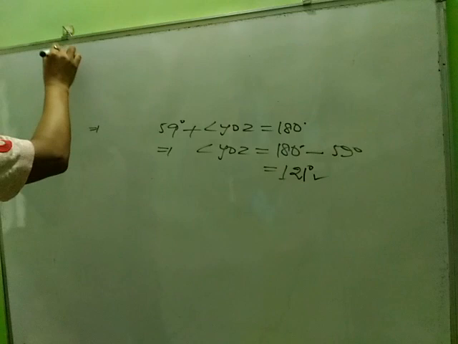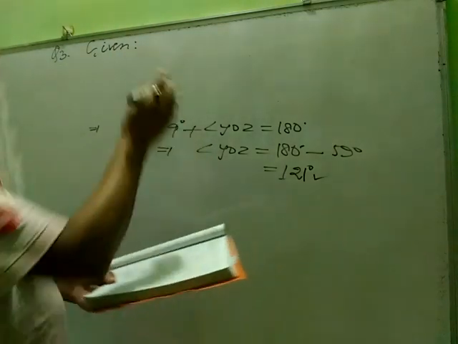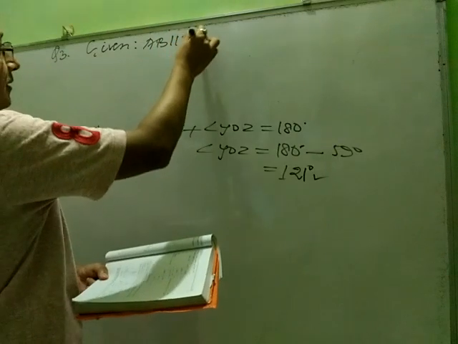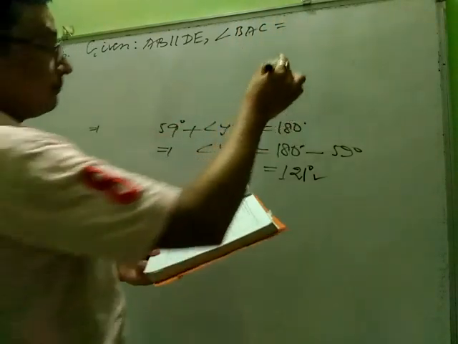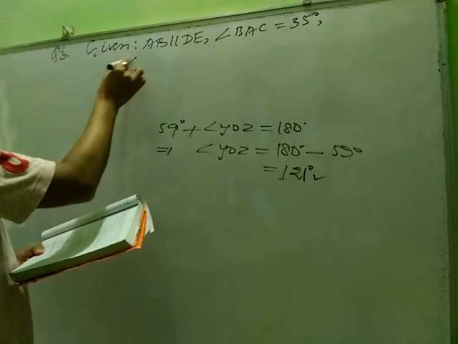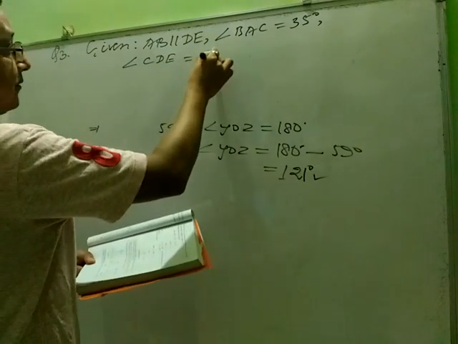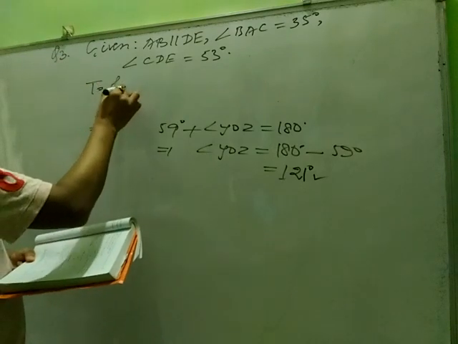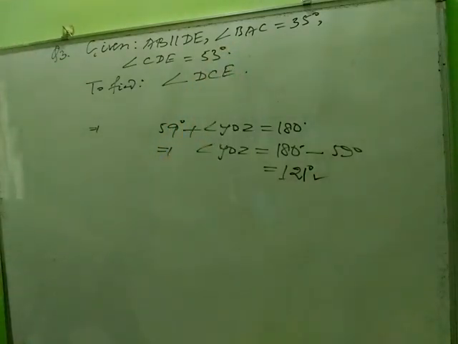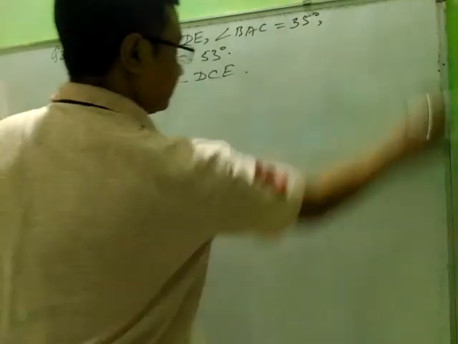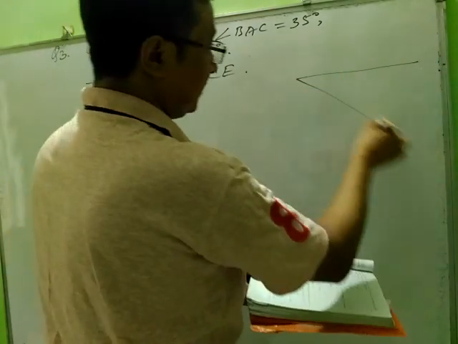Let us take the next one, question number 3. It is given that AB is parallel to DE, angle BAC equals 35 degrees, angle CDE equals 53 degrees. To find angle DCE. The figure is given.